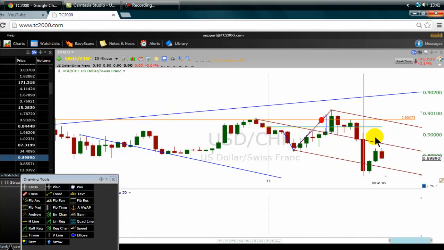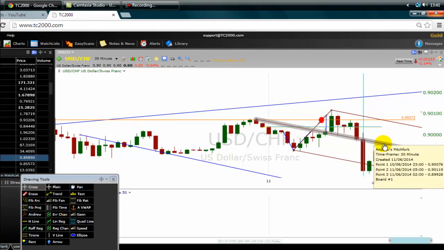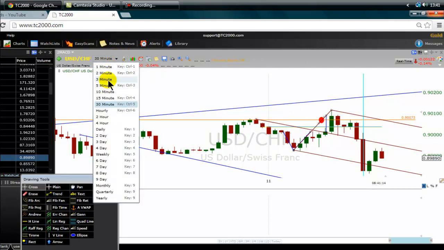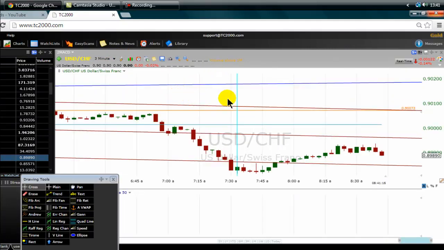So we can look for an opportunity to sell again on the edge here using the pitchfork tool. Going back to the 3-minute chart, we can sell again here. So I'll place my vertical line there and leave my pitchfork tool on the chart. We will pause the video again because right now this is the gap period waiting for New York to open.